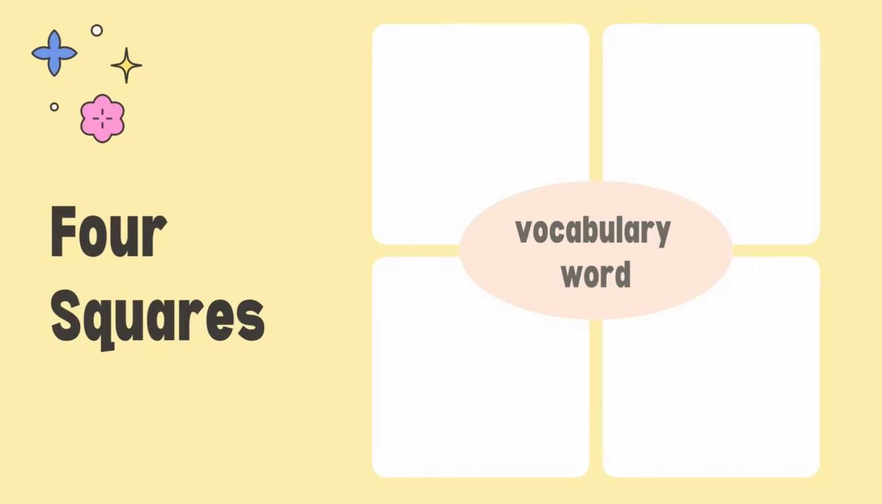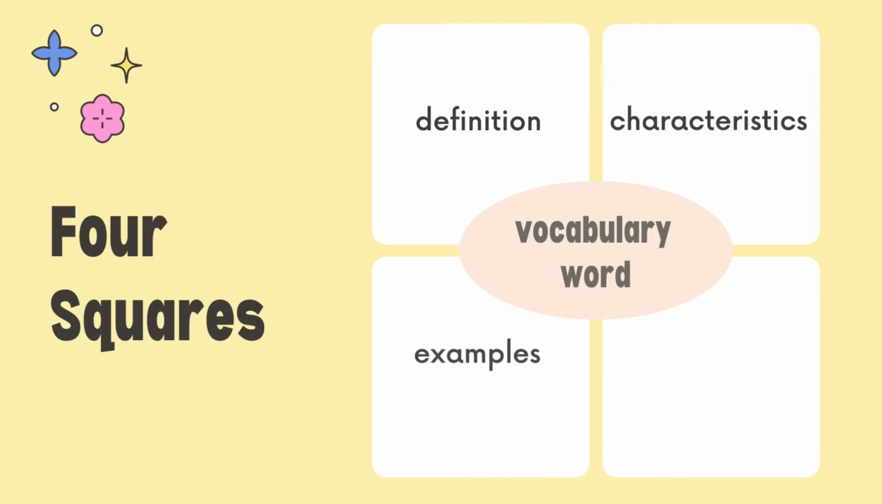At its most basic level, the Frayer Model has 4 squares, generally with some space left in the center for the word or concept. Its original conception included the definition, characteristics, examples, and non-examples.